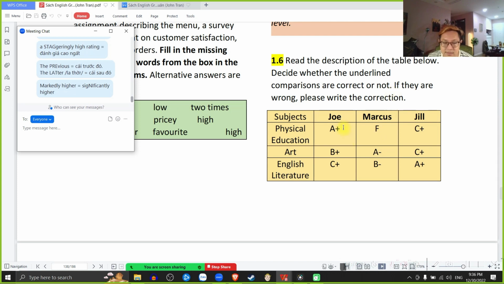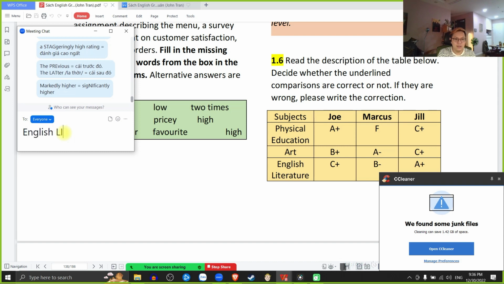Okay. So these are 3 students, okay? 3 sinh viên học sinh. Joe, Marcus, and Jill. These are subjects. Đó, những môn học này. PE, Physical Education, thể dục, Art, môn nghệ thuật, môn vẽ nè. English Literature.